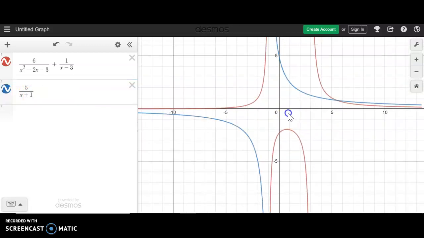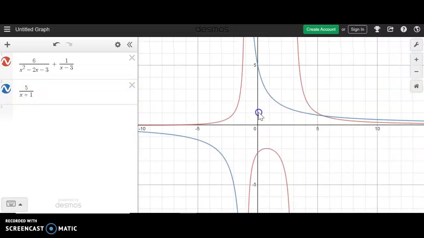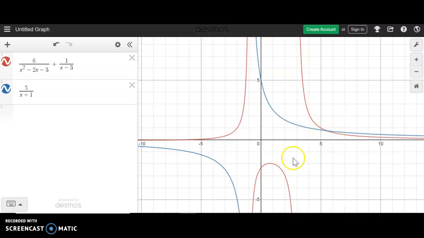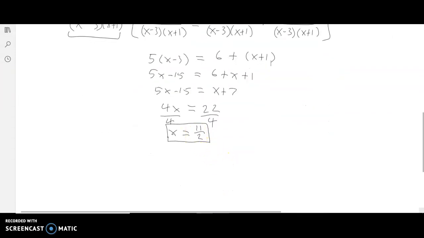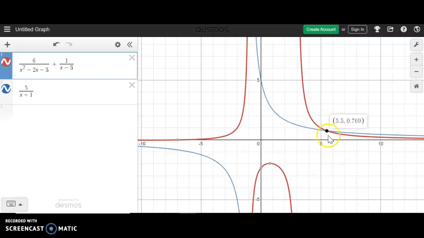Sometimes you might have to look around a little bit. It's not always going to be immediately obvious. Since we did it algebraically, I know it should be right around 11 divided by 2, which is in fact 5.5. So 11 divided by 2 is the same thing as 5.5. That just verifies my answer and shows you another way of figuring it out.